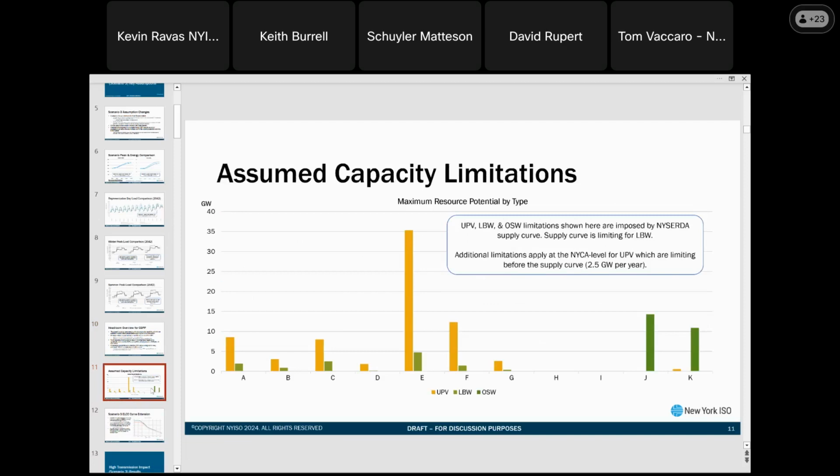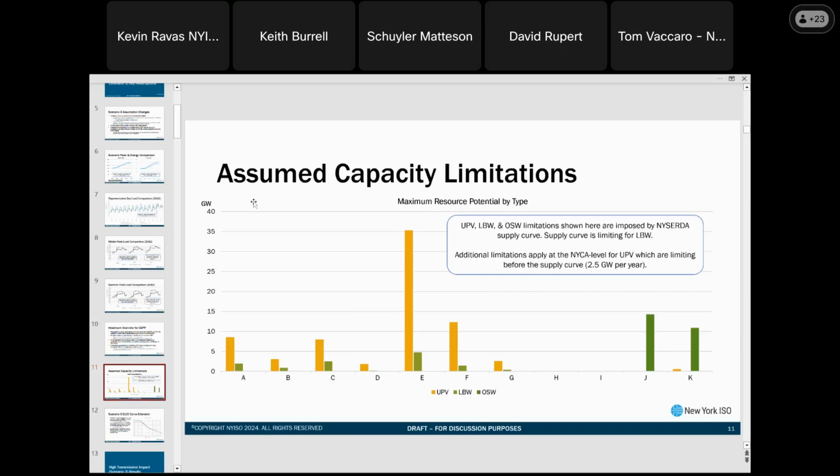Another key assumption with respect to scenario 3 here is the assumed capacity limitations. So, we added a pretty significant amount of load to the model. And to some extent, the model becomes constrained with respect to what resources it can use to add additional capacity to serve that additional load. So it's important to note that we have certain capacity limitations imposed here.